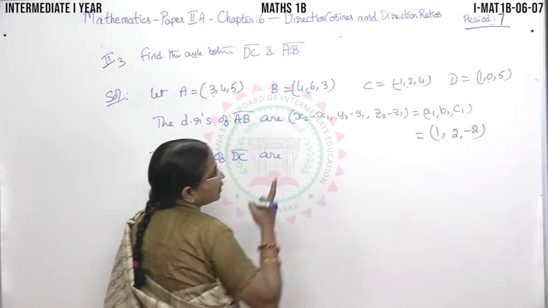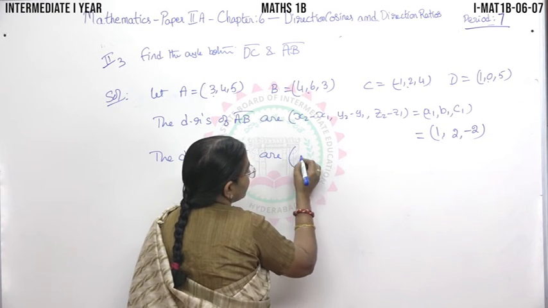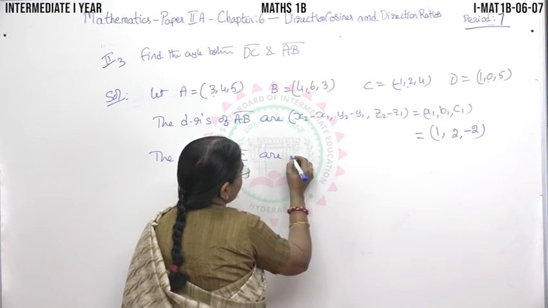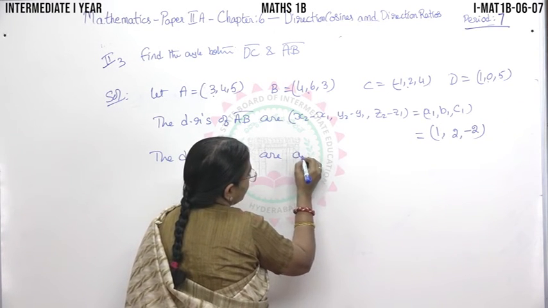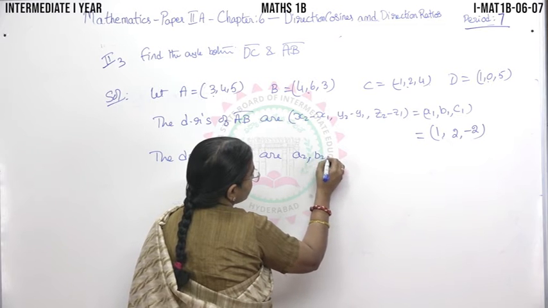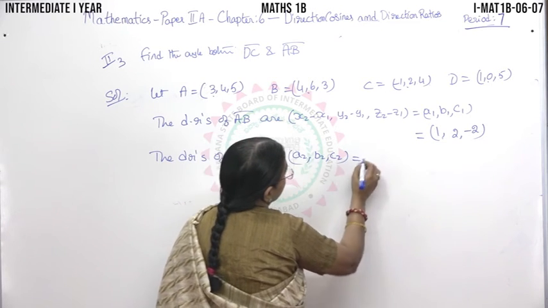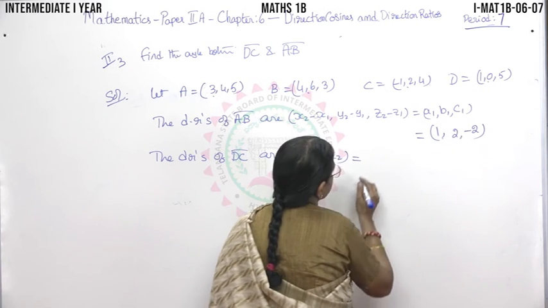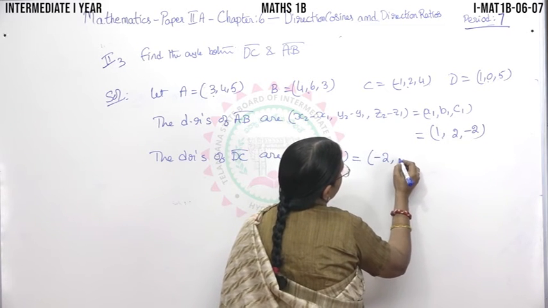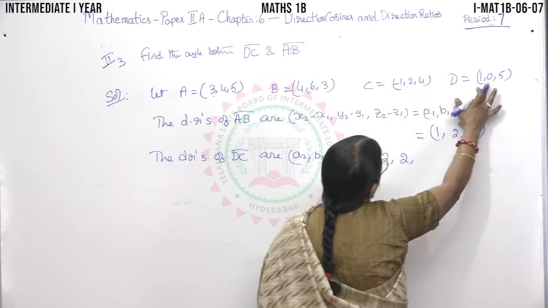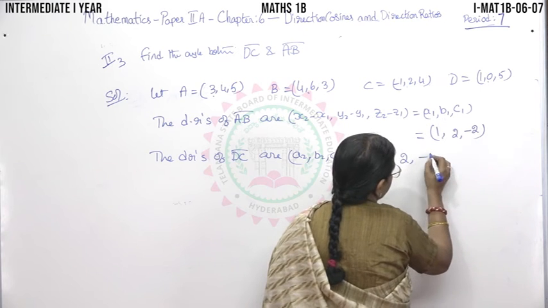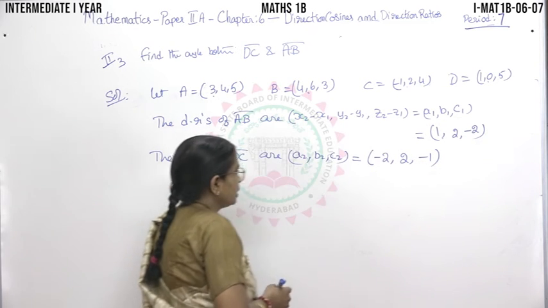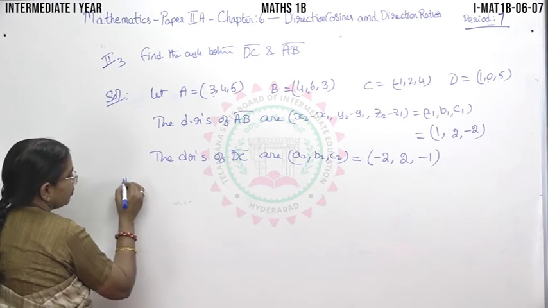So DC, D and C. You can name them as A2, B2, C2 is equal to DC. Subtract. So -1, -1, -2, and then 2 minus 0, 2 minus 0, then 4 minus 5, -1. So now we must find the angle between them.